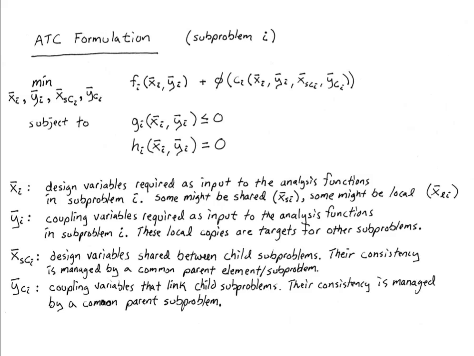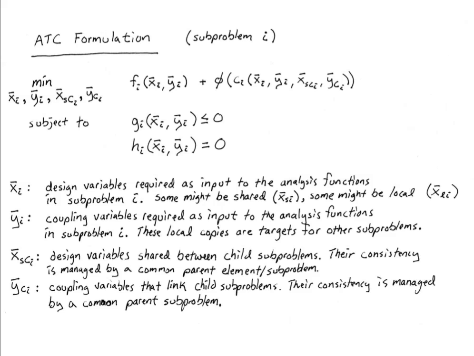The ATC subproblem has several different optimization variables. X bar i is the set of all design variables that are required as input to the analysis functions in subproblem i. Keep in mind that some of these design variables might be shared with other subproblems, and some might be local variables, that is, design variables that are only used in this subproblem. The shared design variables here are local copies that must match the corresponding local copies in other subproblems at convergence. Y bar i are the local copies of coupling variables required as input to subproblem i. These independent variables are targets that subproblem i sets for other subproblems that its analysis functions are linked to. The structure of an ATC problem must be hierarchical.